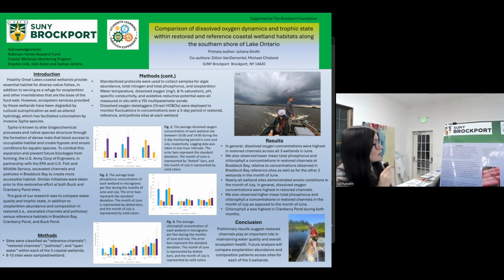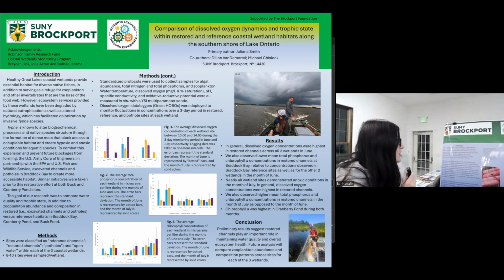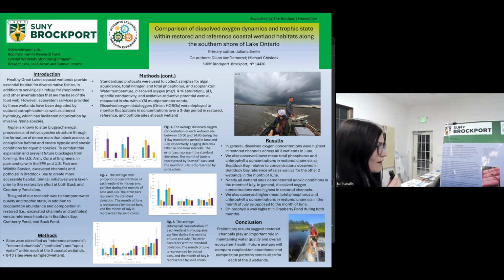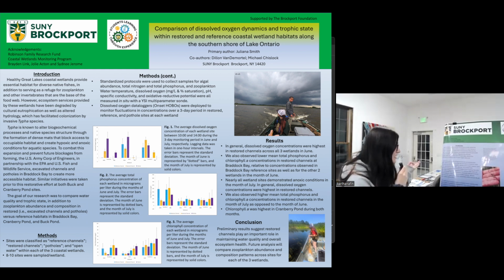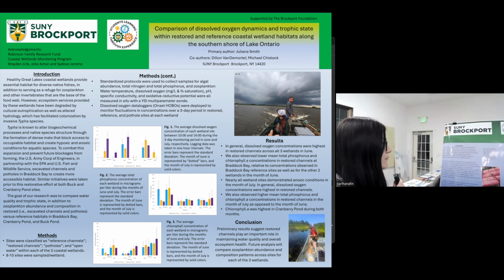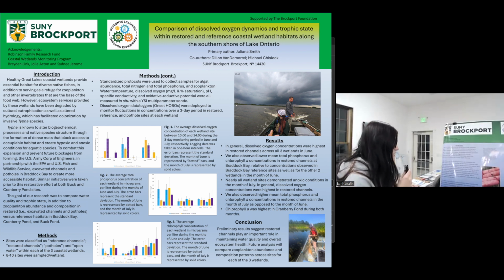For those of you who don't know, healthy Great Lakes coastal wetlands are essential in providing habitat and refuge for both native fishes and zooplankton in addition to invertebrates. But there's been a lot of cultural eutrophication as well as altered hydrology due to this degradation, in addition to the invasion of cattail species, also known as Typha. Typha alter biogeochemical processes by forming dense mats that block access to a lot of this habitat for young fishes, and they deplete all of the oxygen.